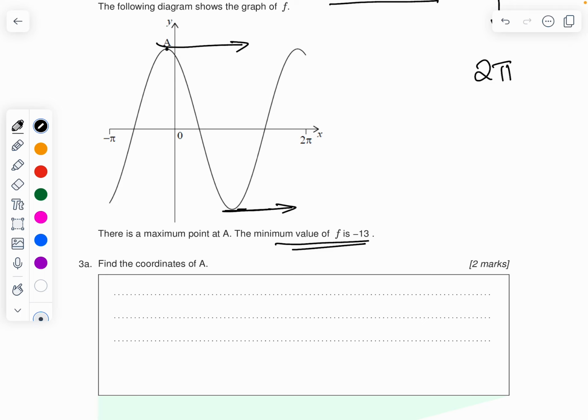Use the GDC to draw the graph. You should be able to get that one. The maximum point is negative 0.395 comma 13. So you just use the GDC.